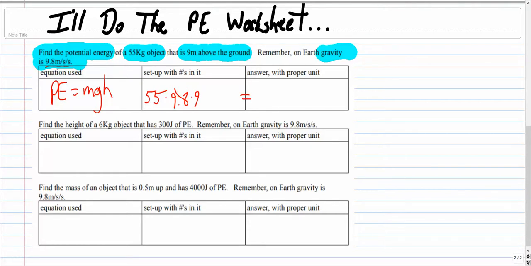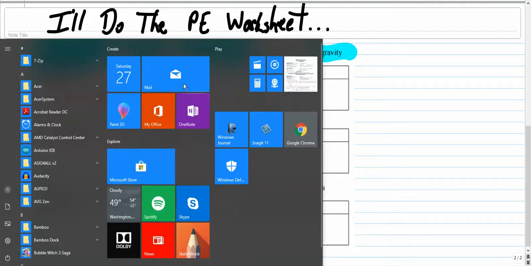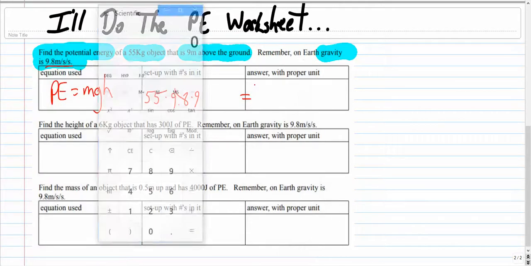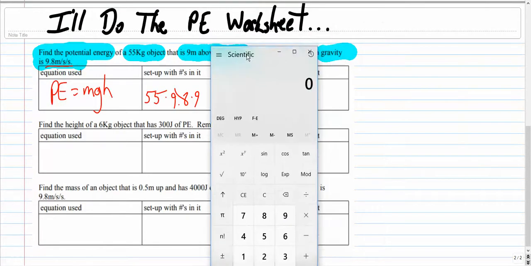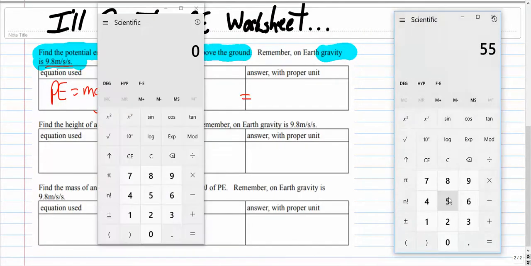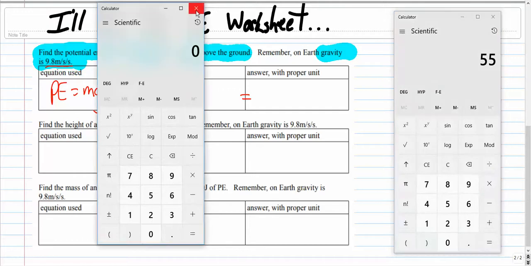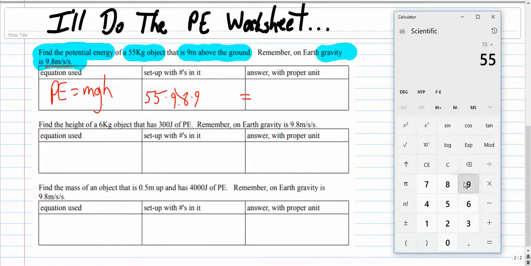So let me get my calculator going here. Where did I put that? There it is. Okay, so we're going to have 55. Of course, now I've got a couple calculators. Times 9.8 times 9. And I get 4851.